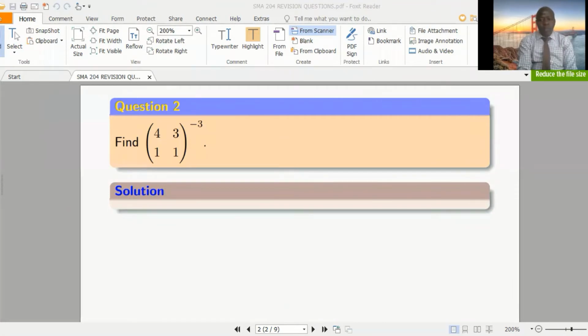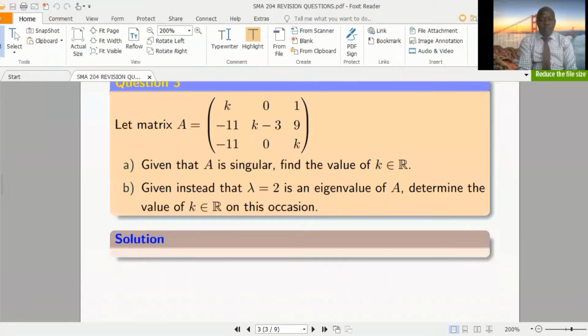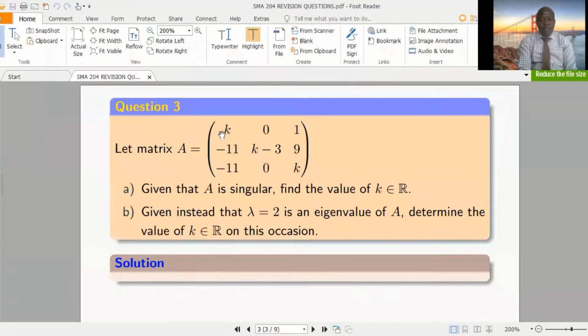Just look at the other question. Now here is the question. You're given matrix A, and you're asked to find a real value K if A is to be singular. And then B, we are told that if lambda equal to 2 is an eigenvalue of A, then what will be the real value K? So K is here.